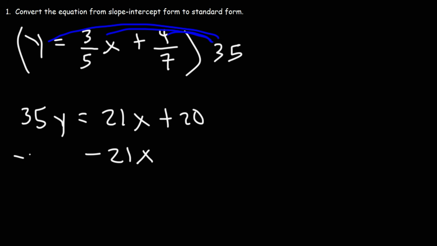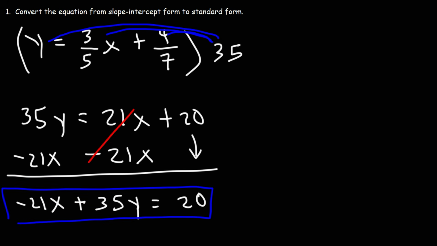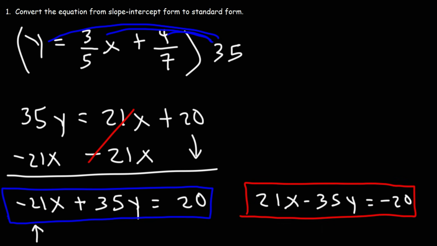Now, let's subtract both sides by 21x. And let's bring down the 20. So we're going to have negative 21x plus 35y is equal to 20. Now, we could leave the answer like this. We only have one negative sign. But in some cases, some teachers prefer that this number be positive. If that's the case, multiply everything by -1, and you'll have 21x minus 35y is equal to negative 20. So whether you leave the answer in the first format or in the second format, they're equivalent. They're both in standard form.